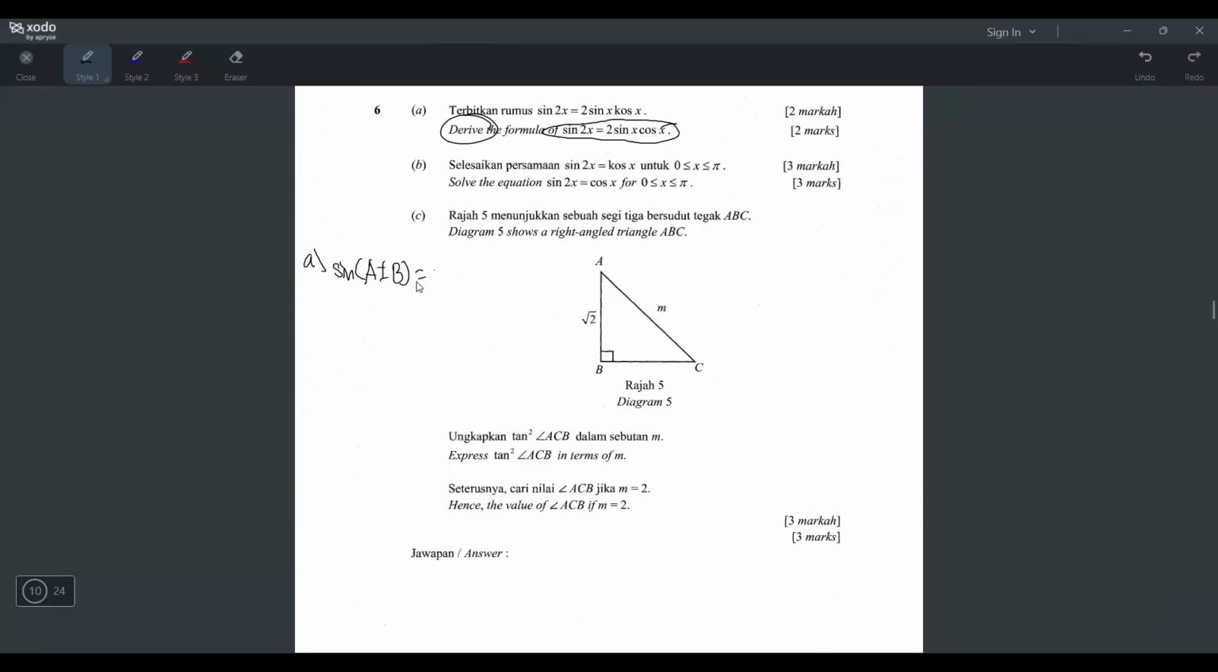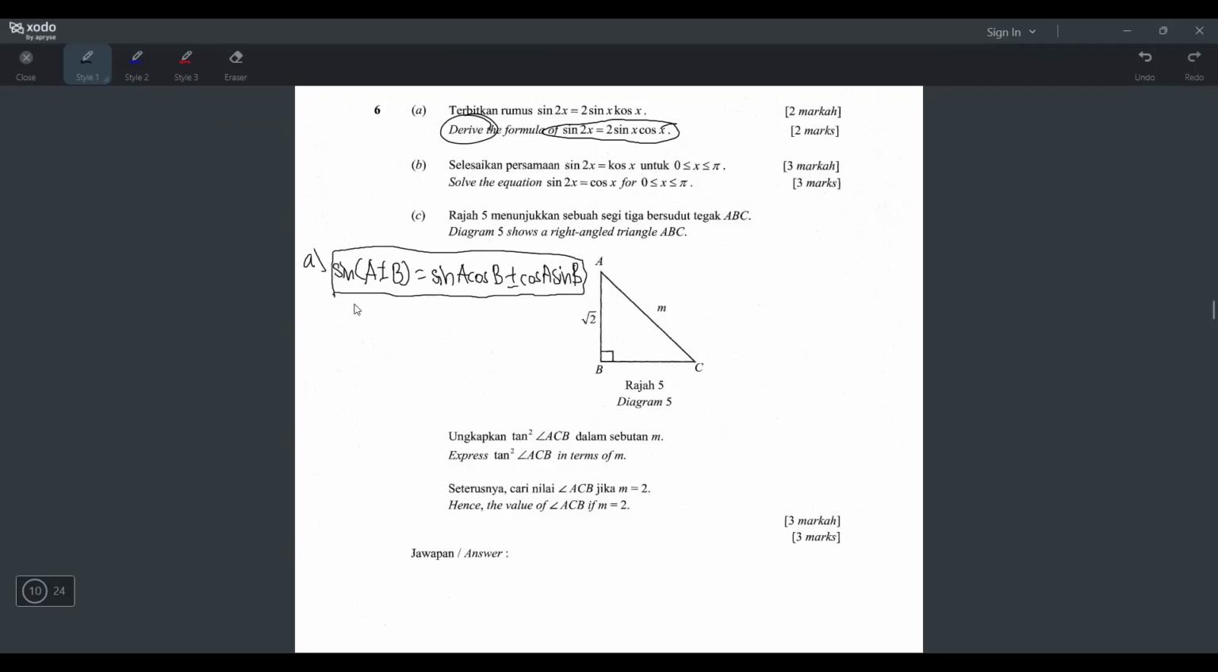This formula is, okay, I already memorized the formula lah. I don't know you got memorized or not. But this formula got give in exam one. So the formula is sin A cos B plus minus cos A sin B. This is the formula that I will use to derive the double angle formula.